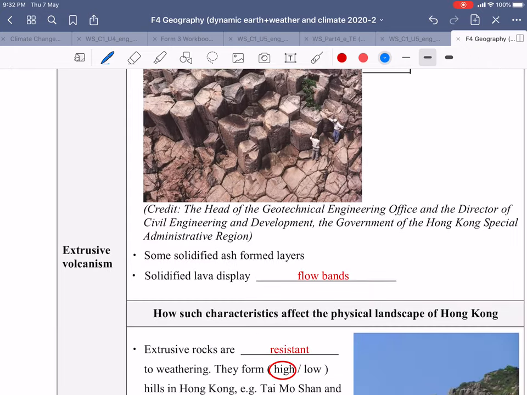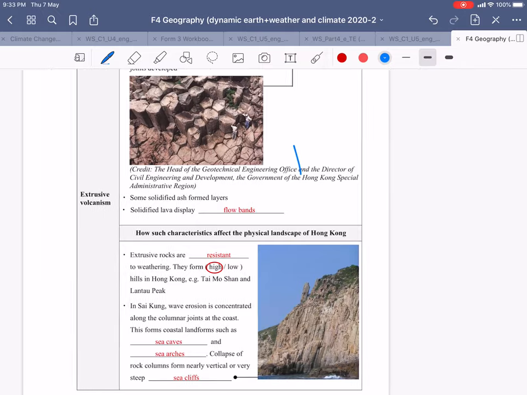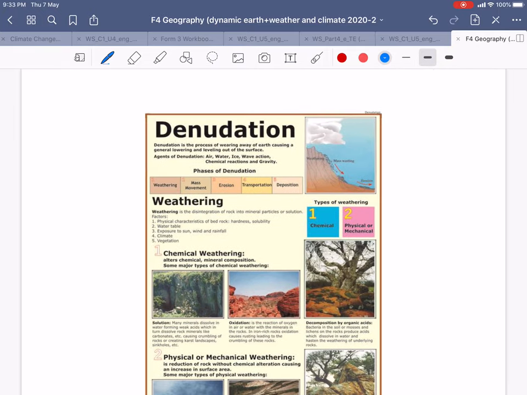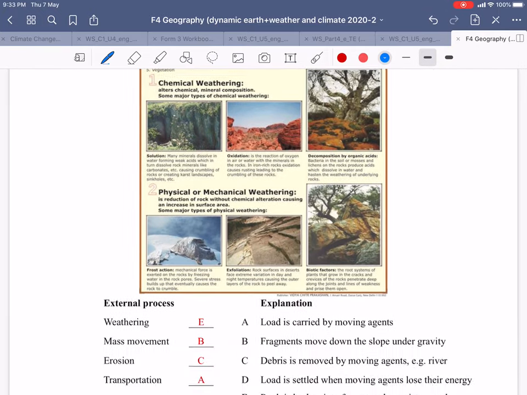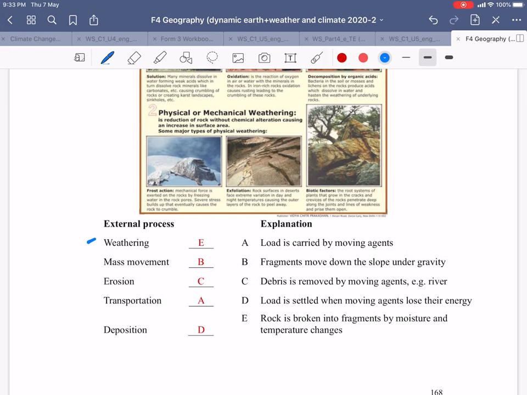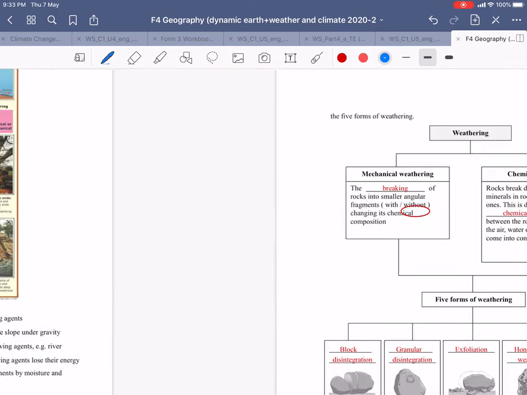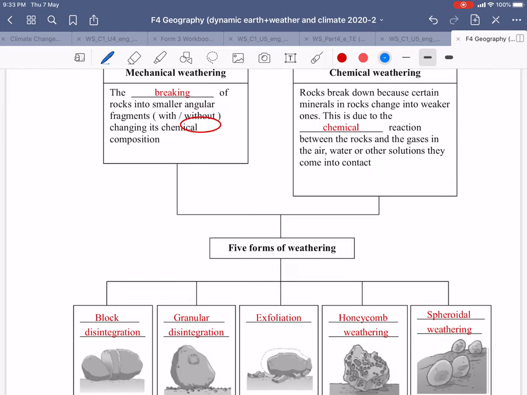Not sure, okay? The hexagonal columnar joint, and then this one, and then dike, we also have dike, and then denudation. This one I have gone through with you all these days, and then maybe you are not sure what is denudation, okay? This one is denudation. And what are the functions of different kinds of processes, and you can see A is transportation, okay? And then weathering is broken into small pieces one by one, and then you can have a better understanding about this weathering, chemical weathering and mechanical weathering.